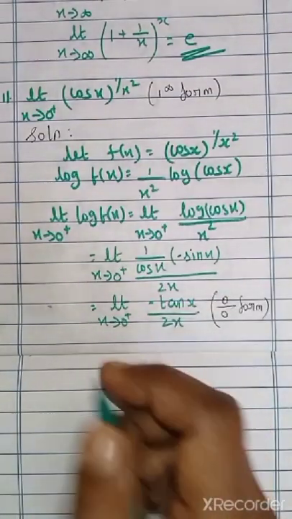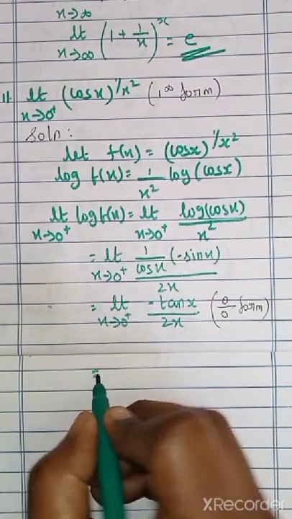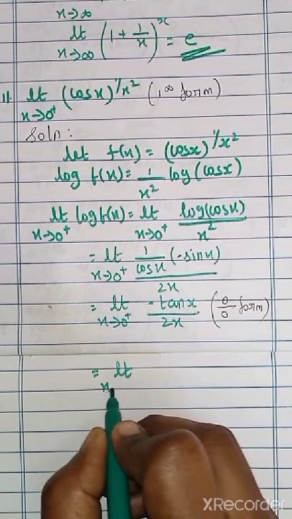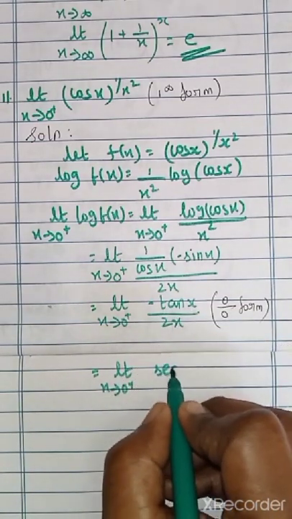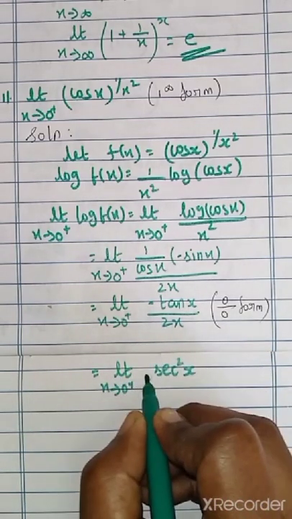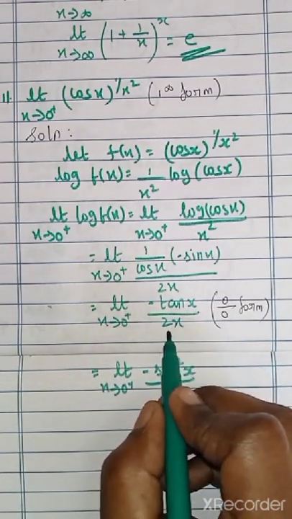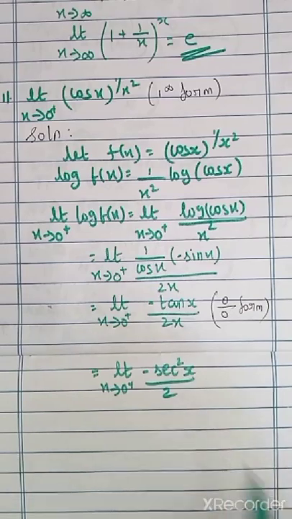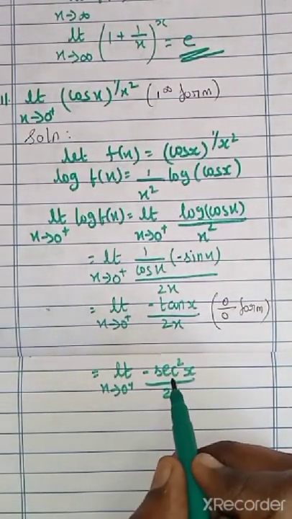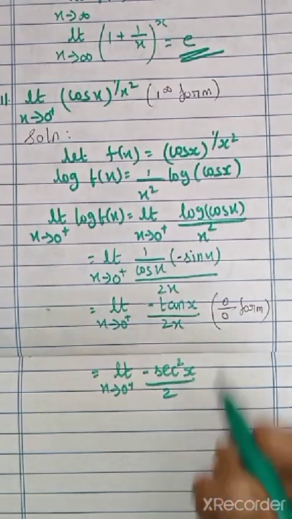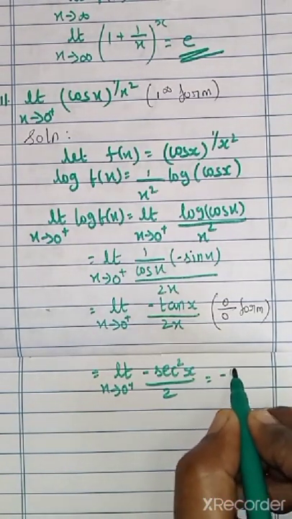So again we can use L'Hopital rule. Using L'Hopital rule, limit x tends to 0 plus, tan x differentiated gives secant square x, with the minus staying as it is, divided by x differentiated, which is 1, into 2 is 2. Now if we substitute x equal to 0, secant 0 is 1, so we get the answer as minus 1 by 2.